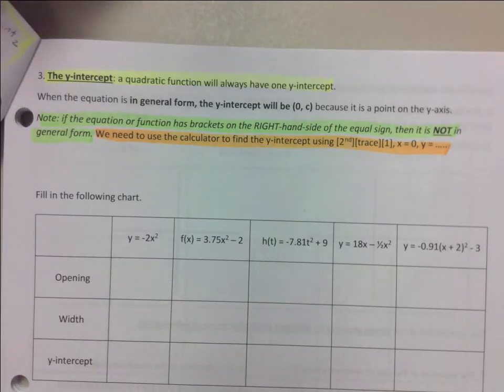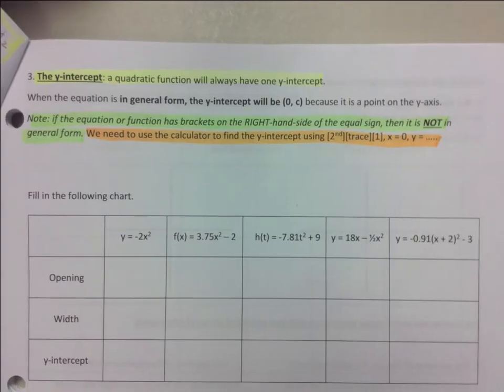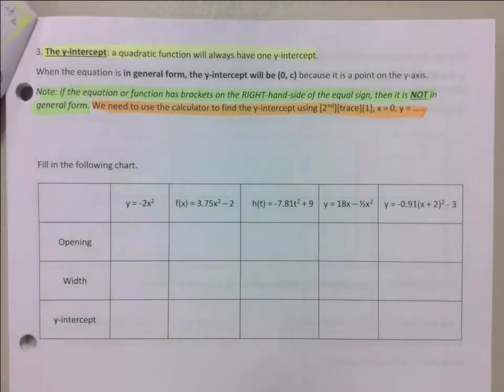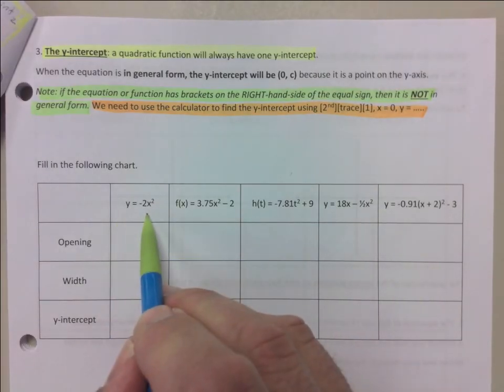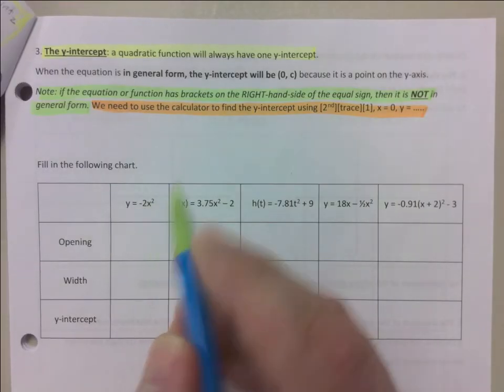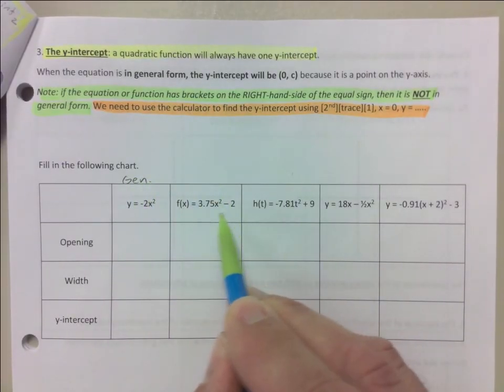So, let's do a few by observation here. Let's go through this list and you will tell me which one is in general and which one is not. Okay? This one. How do you know? It's y and there's no brackets on the right hand side. Okay? So general. What about this one?